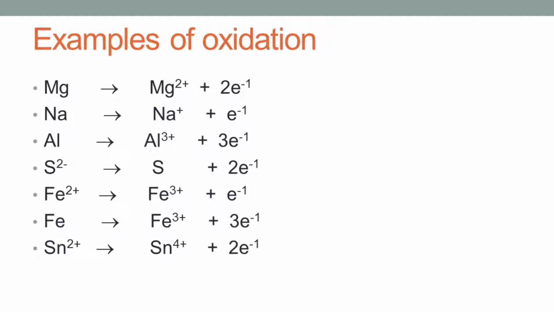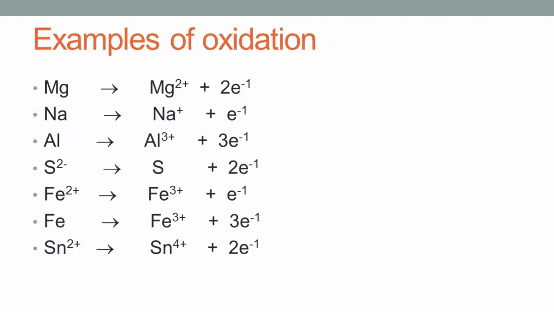The fourth one is sulfide ions. It has 2 electrons more than a neutral atom. Now what's going to happen here is it's going to lose the 2 electrons and change into a neutral atom with 0 charge. In the process, it lost 2 electrons. So this reaction is also considered an oxidation reaction.